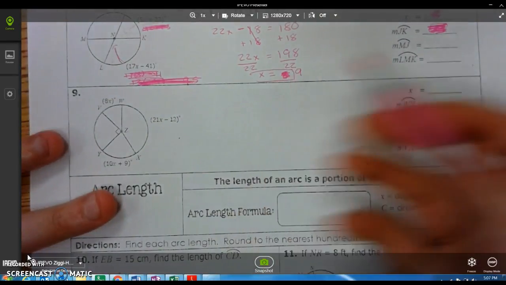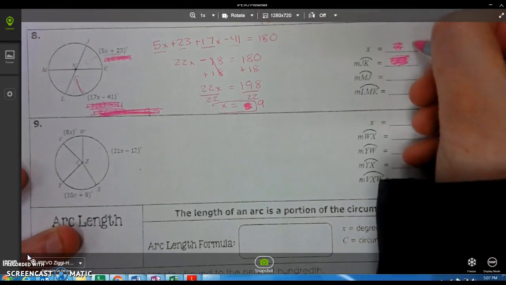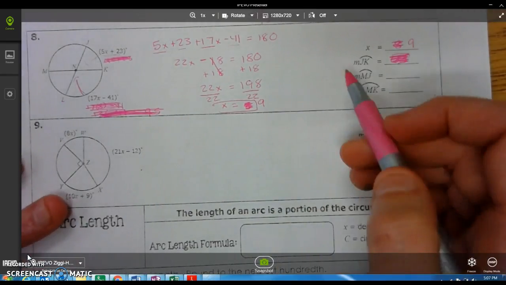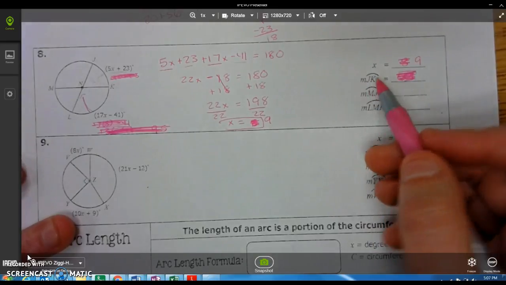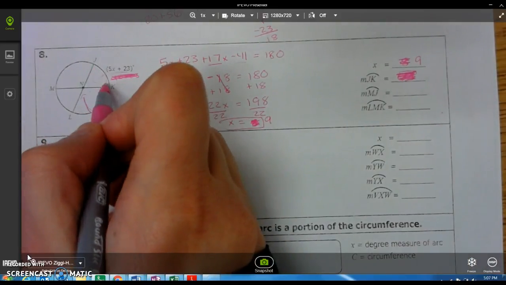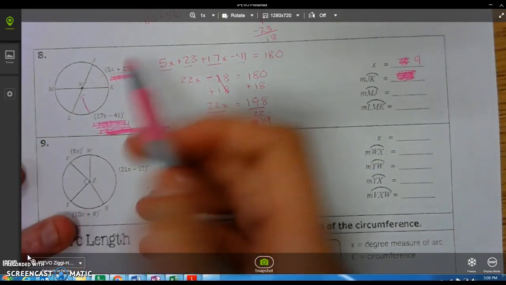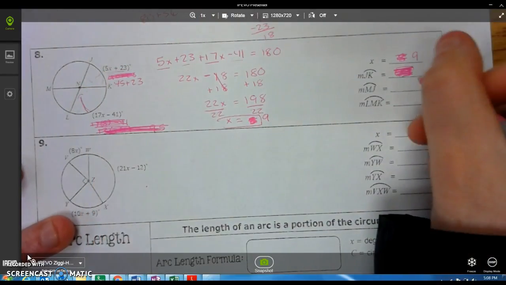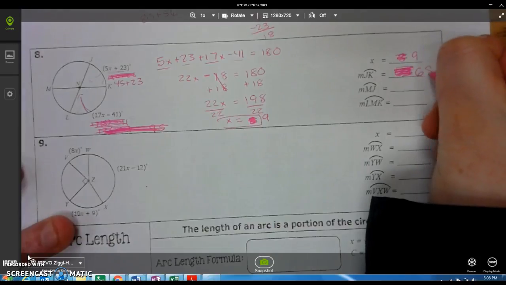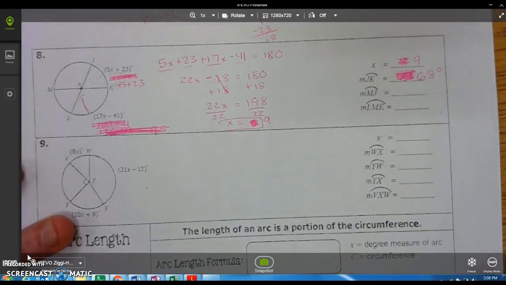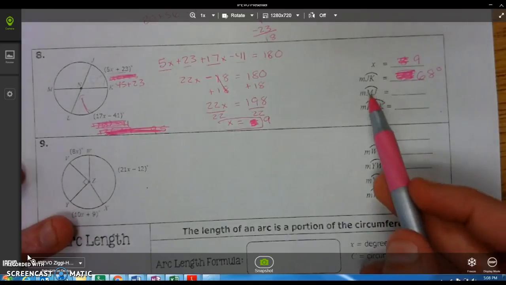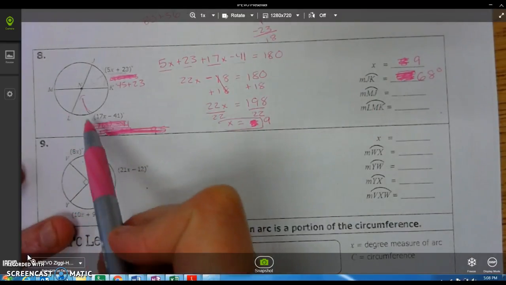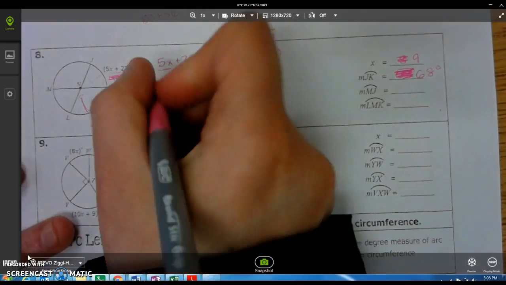You're going to see I messed up the first time I recorded and I wrote 8 there. Okay, so 9 is what x is equal to, and we could plug that in for everything else. JK, the arc, is right here. So I'm just going to put 9 in. So that's 45 plus 23 is going to be 68 degrees. MJ is right here. These are vertical, meaning that it's equal to this.